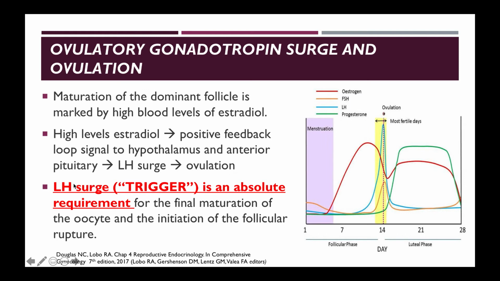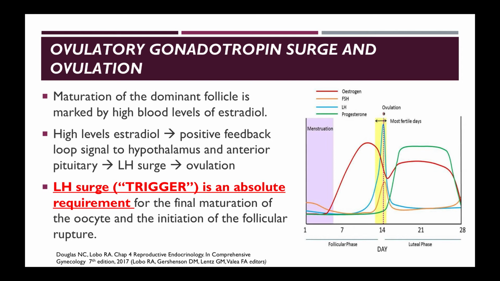So what is actually the LH surge? Why is it important? The LH surge actually serves as the trigger. Okay, so this is also what we call the trigger. And this is an absolute requirement for the final maturation of the oocyte and, of course, the initiation of the follicular rupture. In other words, without the LH surge, we don't have ovulation because LH surge triggers ovulation or triggers follicular rupture.